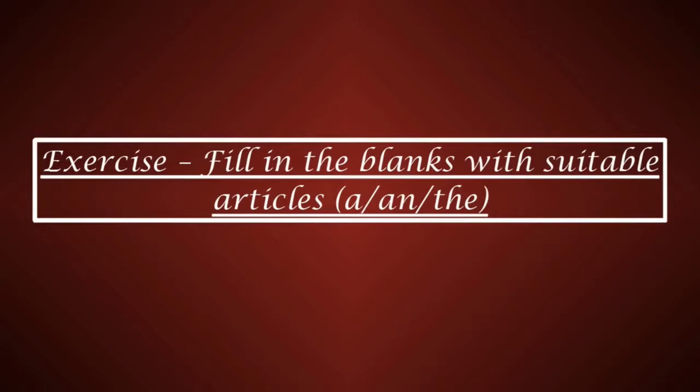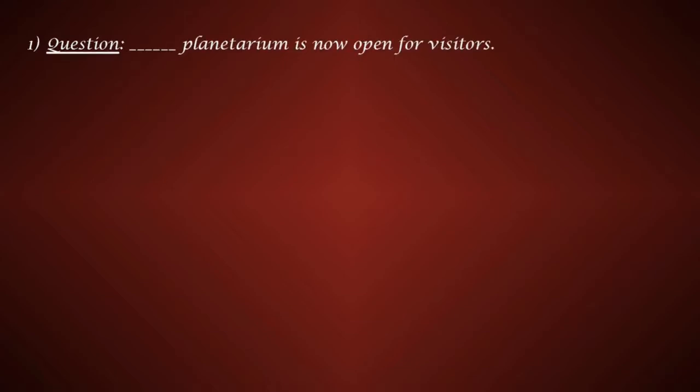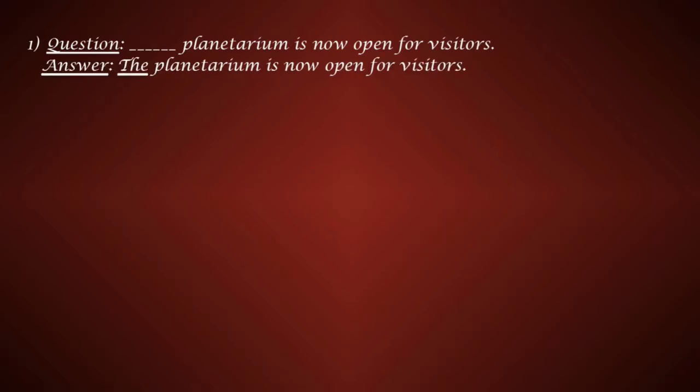Now we come to an exercise. Here you have to fill in the blanks with suitable articles "a" or "an" or "the". Number 1. Dash planetarium is now open for visitors. Answer is: the planetarium is now open for visitors.